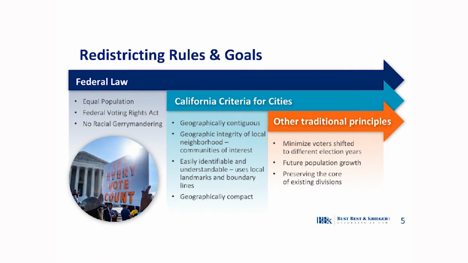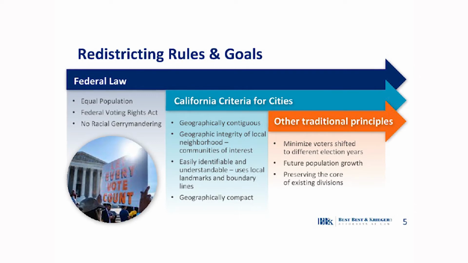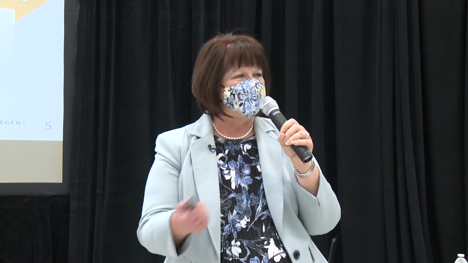Geographic integrity of local neighborhoods. We do our absolute best to keep local neighborhoods together to the extent practicable, that we recognize people that go to the same schools, people that go to the same homeowners association, people that go to the same country club perhaps, that they stay together in the same district. They need to be easily identifiable and understandable. And that means that a person looking at it can say, oh, it makes sense. I know why they did it that way. Yes, that neighborhood goes together.